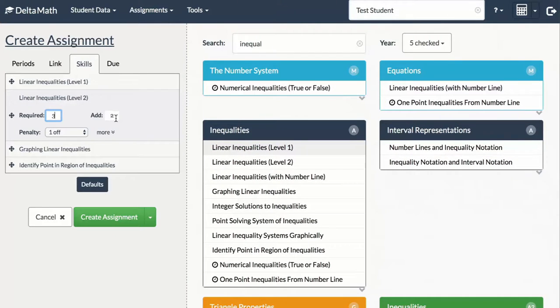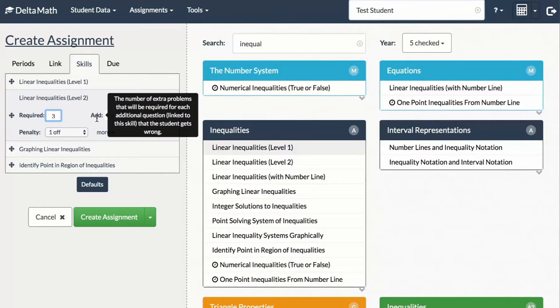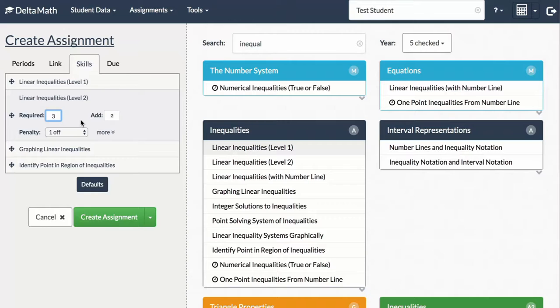So there's this extra thing called add, which means if they got one of the 2 wrong, how many of these types of questions do you want them to solve? 3. But what if they got both questions wrong that had to do with this? How many additional on top of 3 should they do? So 2. So that would mean if they got them both wrong, they'd have to do 5. And if there were 3 skills like it, if they got all 3 wrong, they'd have to do 7. So an extra 2 for every question they get wrong after the first one, which was 3.